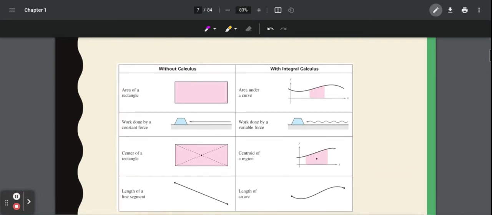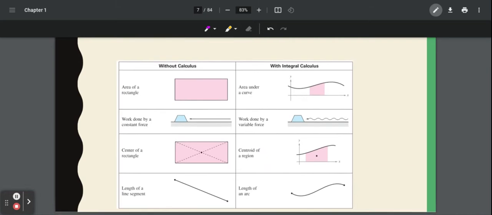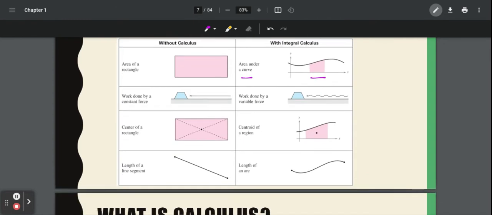So when we're getting into area, without calc, we can do the area of a rectangle. With calculus, we'll be able to find the area of more irregular shapes that are under curves. We could do work with a constant force. With calculus, you could have work with a variable force, so that's more of a physics concept. Without calc, we could do center of a rectangle. And with calc, we could actually find that centroid of a region.